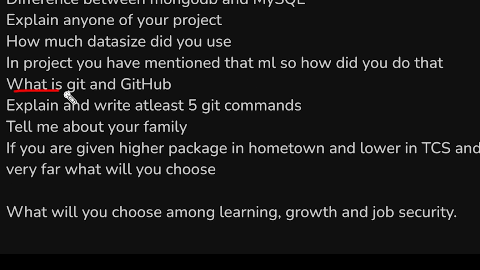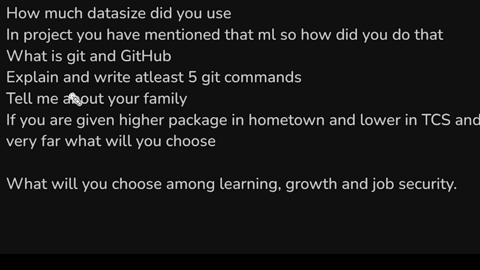Now the next one, what is Git and GitHub? Again, this is a technical question. So Git is a version control system that tracks changes in code, whereas GitHub is a platform for hosting and managing the Git storage locations. Explain and write at least 5 Git commands. So Git commands are git init, git clone URL, git add dot, git commit -m, that is for message, and git push.